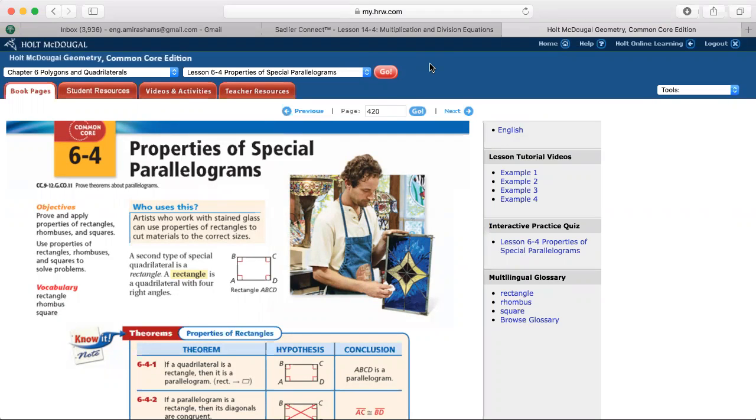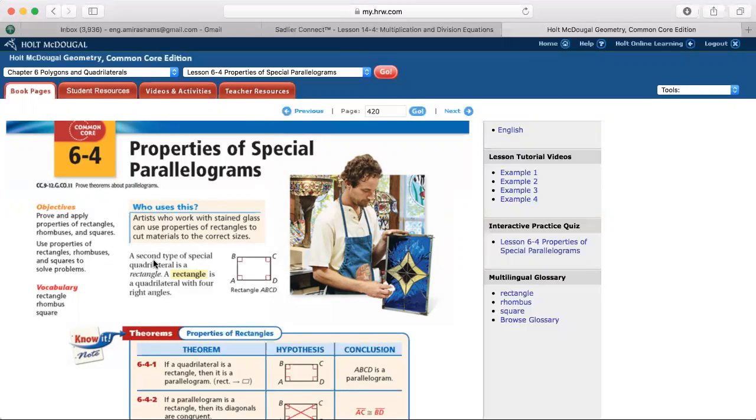Hope you are fine. Our lesson today is called Properties of Special Parallelograms, Chapter 6, Lesson 4. We're going to learn more about rectangles and about rhombus because all of them are kinds of parallelograms. So our objective is to prove and apply properties of rectangles, rhombuses, and squares. Use properties of rectangles, rhombuses, and squares to solve problems.